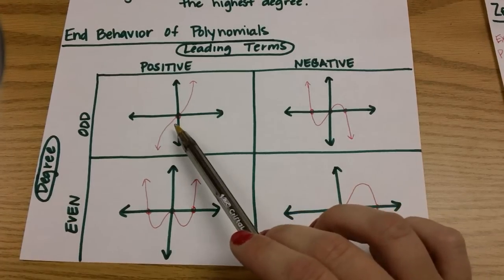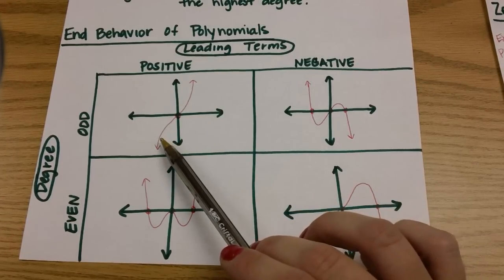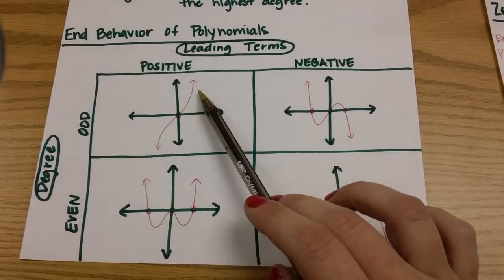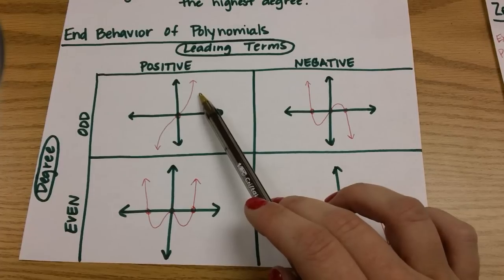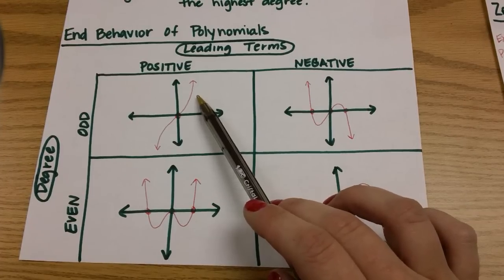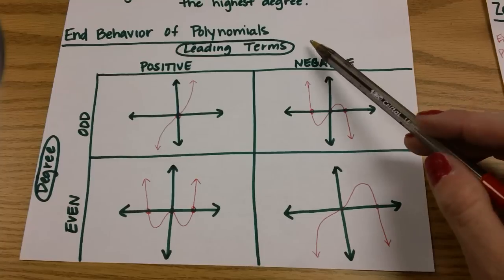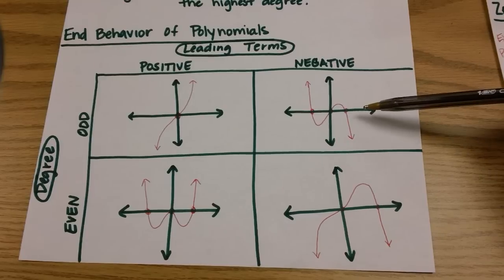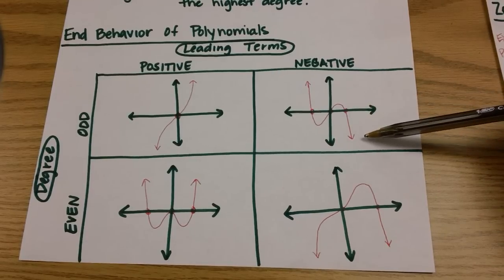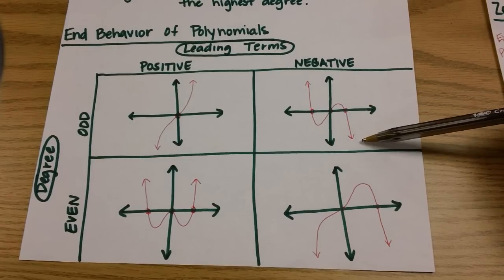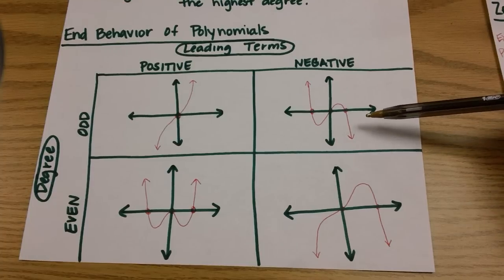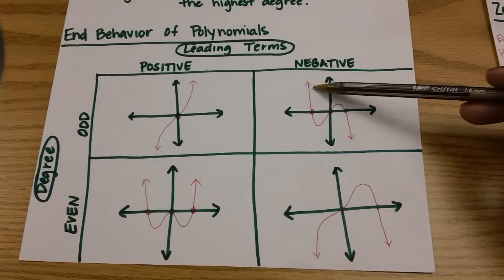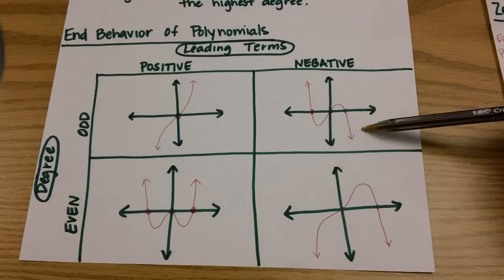The end behavior as it approaches infinity is going towards infinity. Whereas when our leading coefficient is negative, our end behavior as it approaches infinity is going to be negative infinity, going down. Again, because our degree is odd, the end behaviors are going to be opposite of each other.